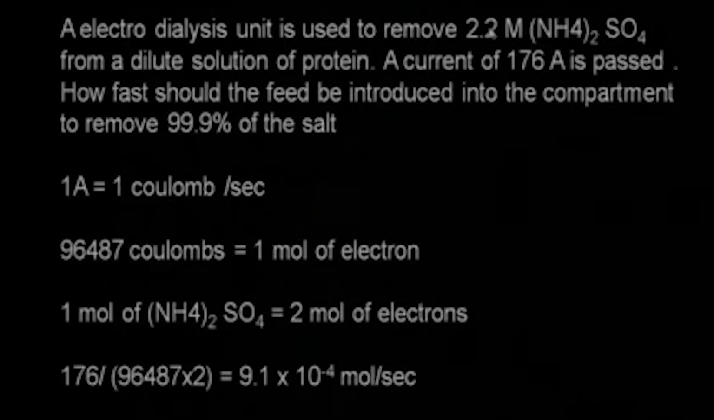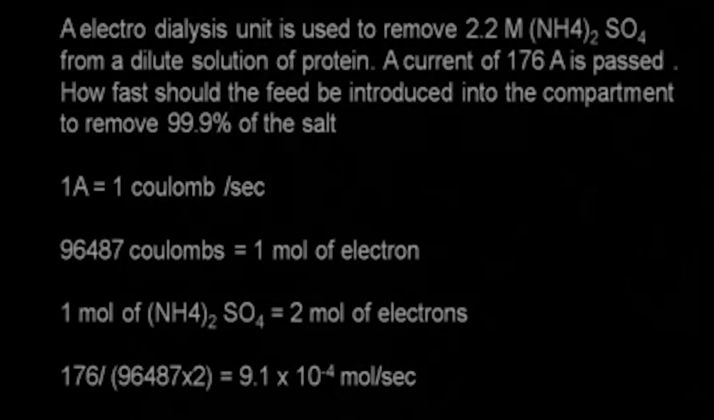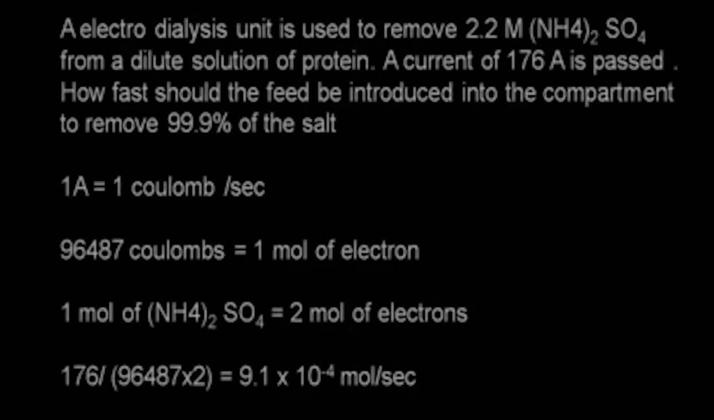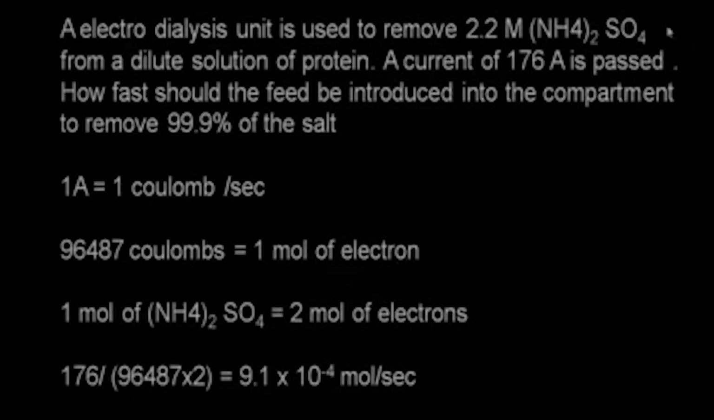So the problem is I have so many molars of salt solution flowing at a particular rate, and I want to remove so much of the salt from a solution. I am passing so much current. So what should be my flow of the solution? This comes from the ionization of the salt. In this particular case ammonium sulphate, (NH4)2SO4, there will be 2 electrons flowing, whereas if it is sodium chloride it will be 1 electron flowing. So do not forget that. That is how you calculate the whole problem.